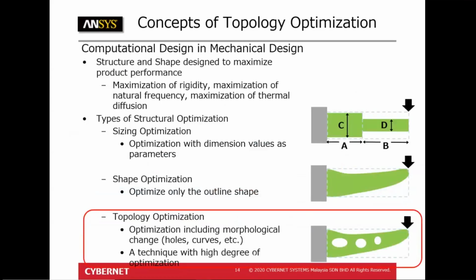So in the case of mechanical design, it's the structure and the shape of the design that is optimized to maximize the product performance. In other words, the objective function will lead to the optimized shape in stiffness maximization, natural frequency maximization, and also thermal diffusion maximization. Now, this structural optimization can be done using finite element analysis, or FEA, such as ANSYS.